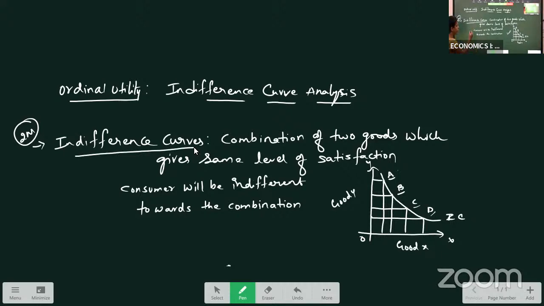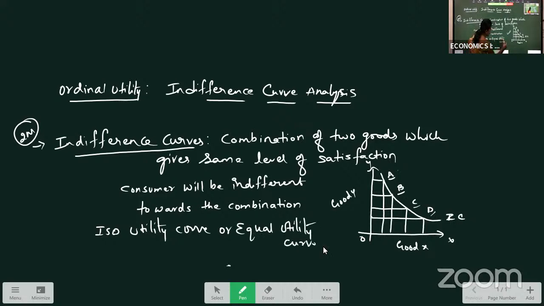Now, these indifference curves are also called iso-utility curve or equal utility curve. Any combination you take, we are getting the same level of satisfaction. That's why it is called an equal utility curve.